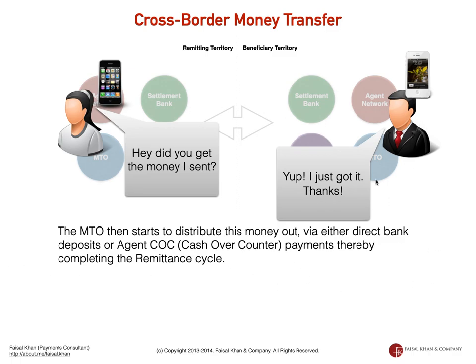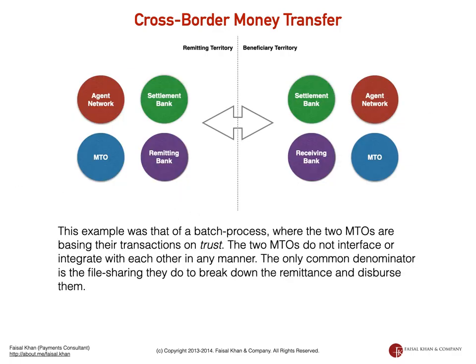And the two users can say, "Hey, I sent you money. Did you get it?" "Yup, I just got it. Thank you," etc. And this is an example of a batch process where the two MTOs are basing their transactions on trust. The two MTOs do not interface or integrate with each other in any manner. The only common denominator is the file sharing that they do to break down the remittance and disperse it.